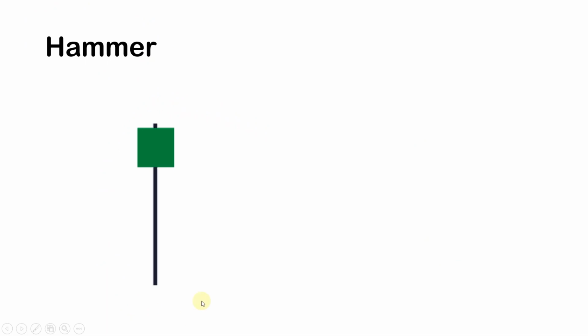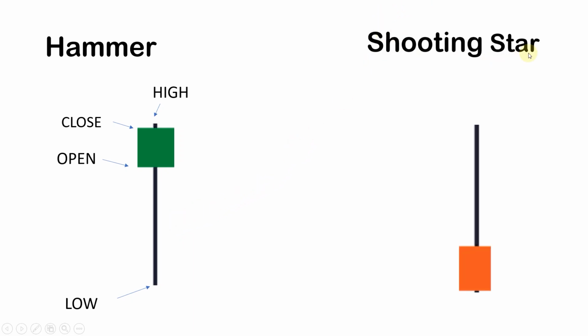The next one is a hammer candle. The hammer candle represents bullish momentum in the market. In this case the price opened up here and sellers came into action and pushed the price low till this point, and then again buyers came into action and pushed the price higher till here, right? And the candle closed at this level. This type of candle represents bullish momentum, and this long wick shows that the lower prices are rejected.